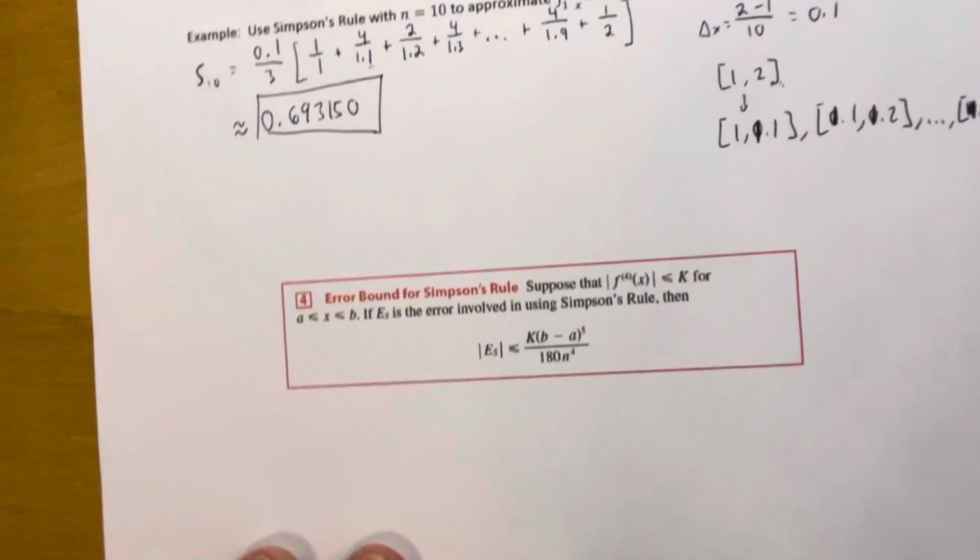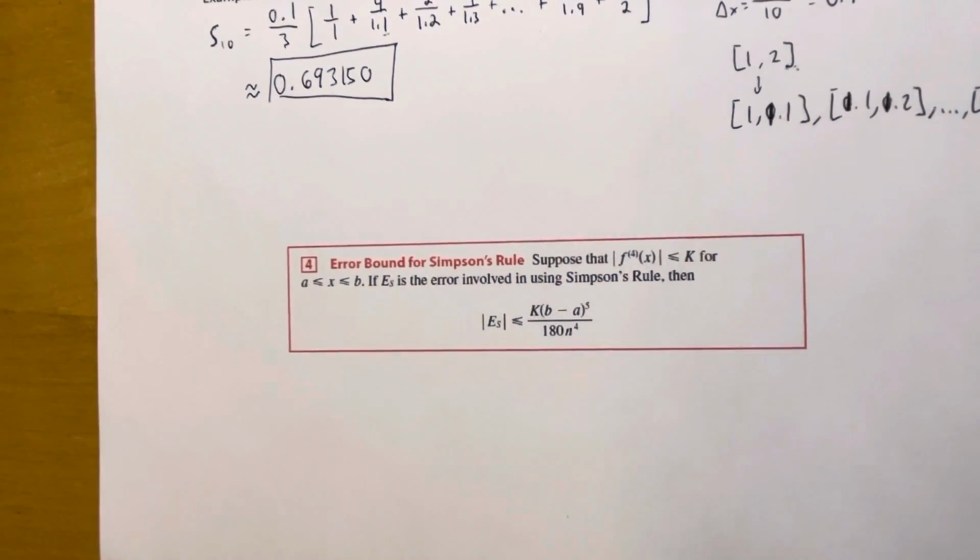Okay? So like with the trapezoidal rule and the midpoint rule, Simpson's rule also has an error bound. We can't prove this one because it requires more advanced math, just like the other error bounds, but we are going to use it.